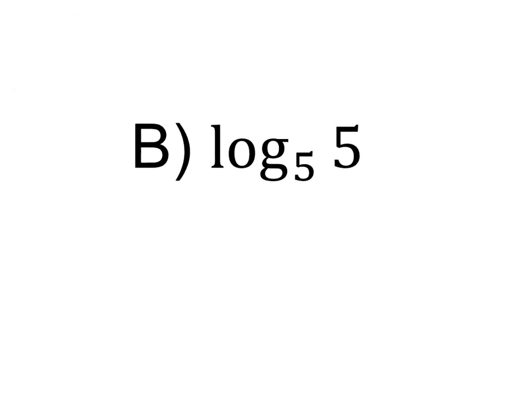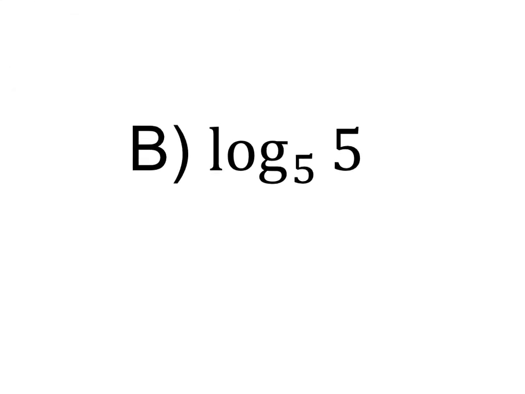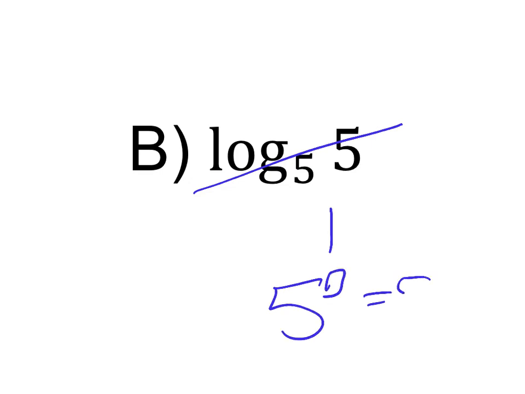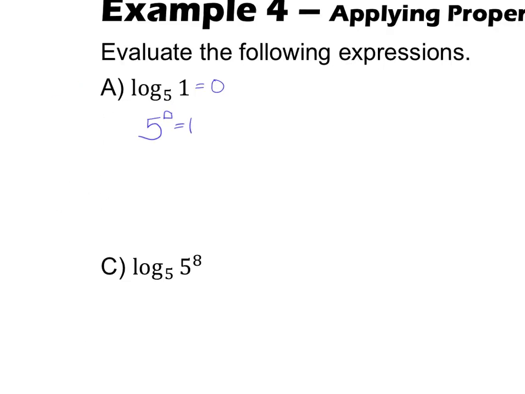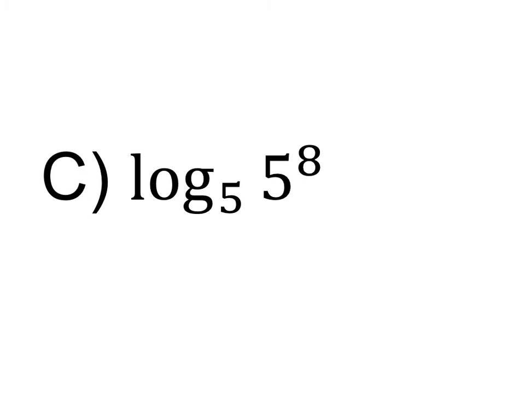So here, what do you notice here? It's log 5 of what? What happens to those? They cancel out. It becomes 1. Because what that's saying is 5 to what power gives me 5. What about here? What happens with my log 5? They cancel out. What's my answer?